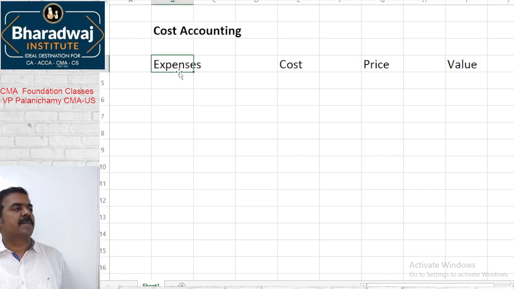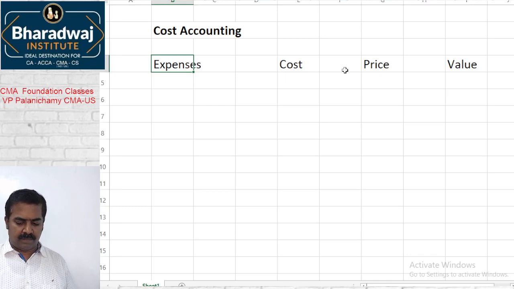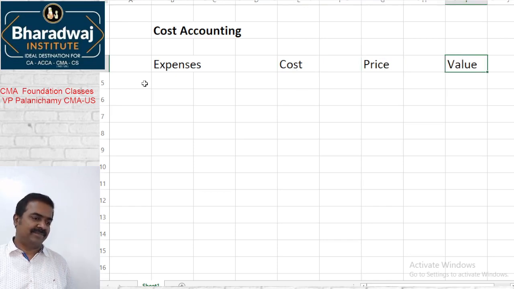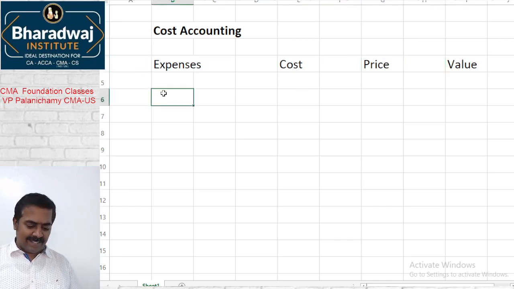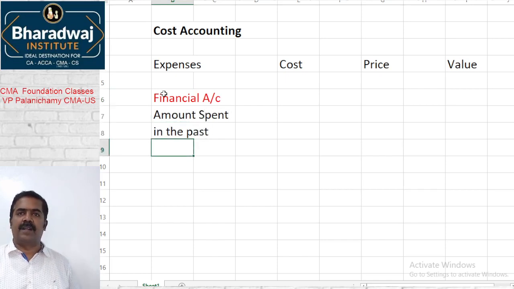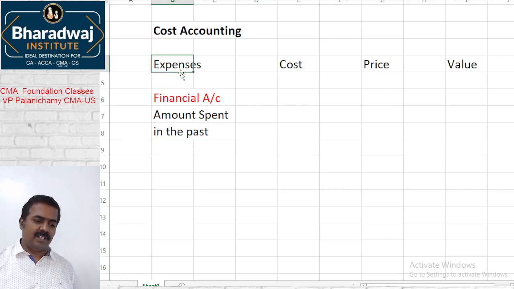What is the difference between expenses, cost, price, and which one? Value. Expenses is a term that is used in financial accounts. It refers to amount spent in the past. That is which one? Expenses.